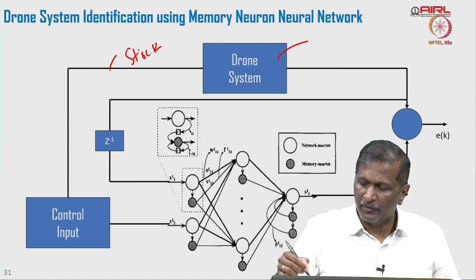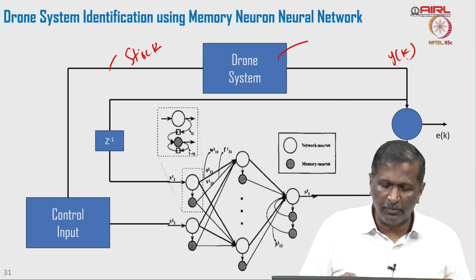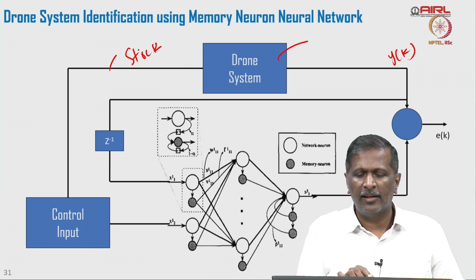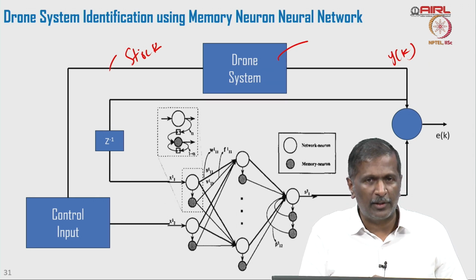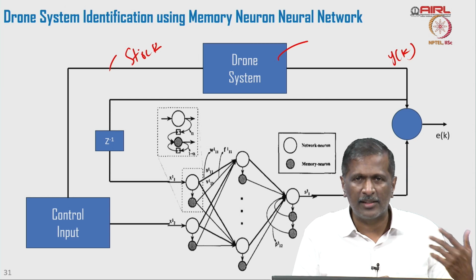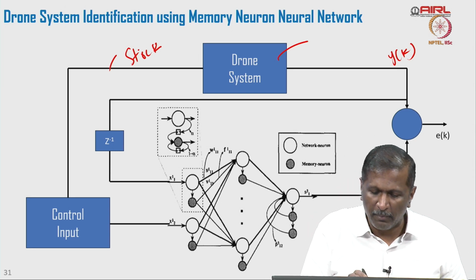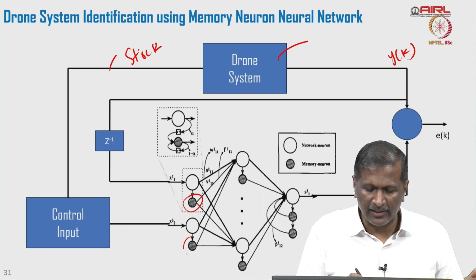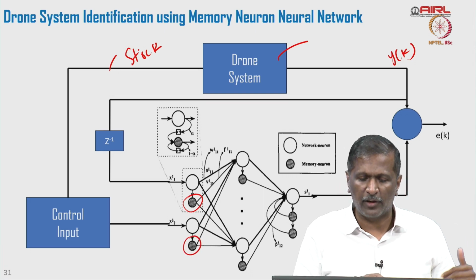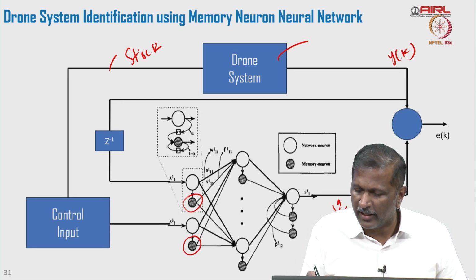Whatever the output coming from the system is my y of k. I am delaying one step, passing to my input. I am also passing my control input to the network. Remember, the Billings theorem says I can approximate with the past input and past output. So, any of the memory neurons somehow capture the past recurrence dependency. This corresponds to past recurrent dependency of control input. I am getting an output which is approximated y hat of k.